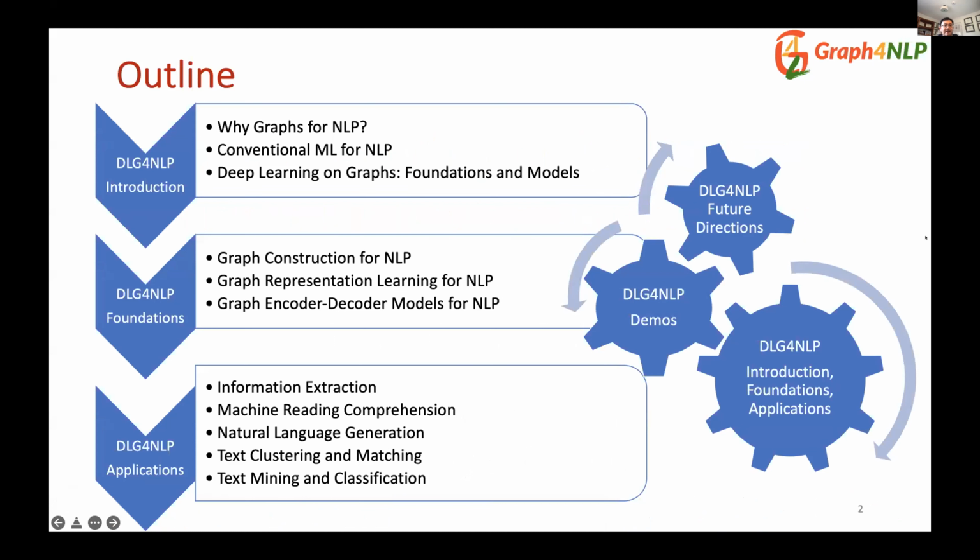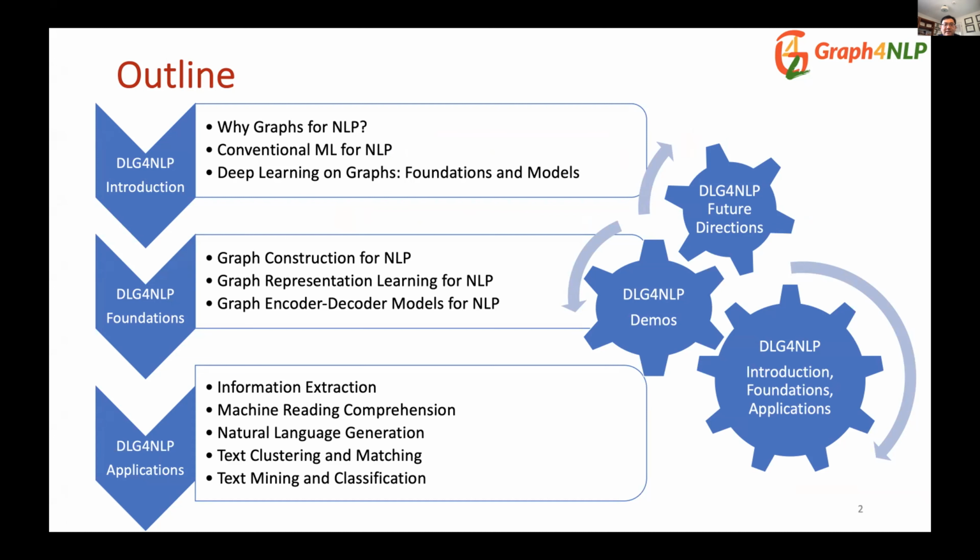Okay, then let's get started. So this is the outline of the tutorial. Basically, we have three different parts. First of all, we will talk about why we care about graphs for NLP, and what a conventional machine learning method for NLP is.